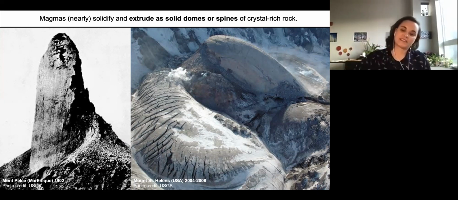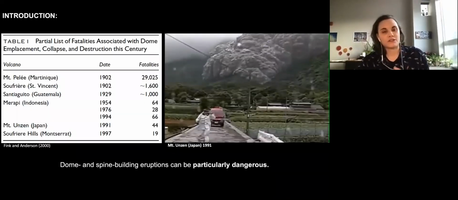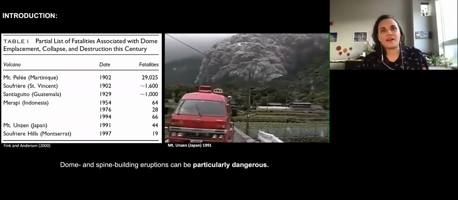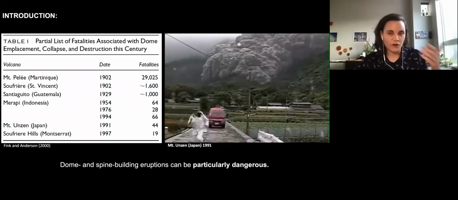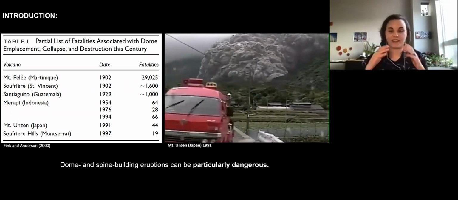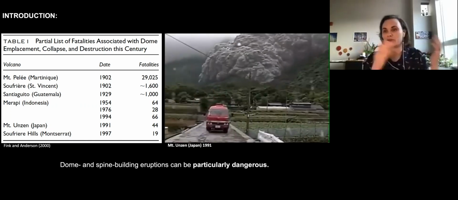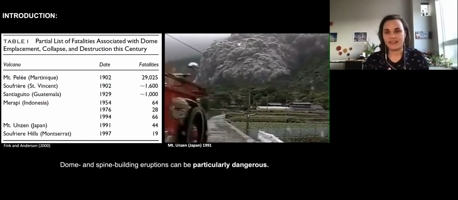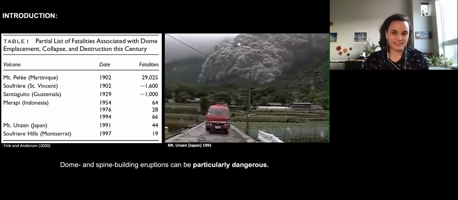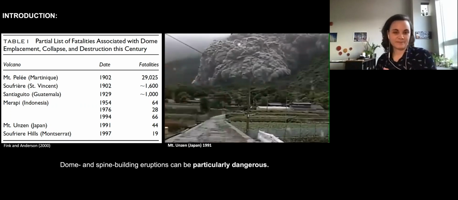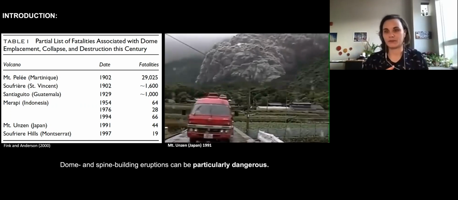It's important to consider these systems because they can be particularly dangerous. I'd like you to think of them as essentially mechanically unstable corks in the top of a champagne bottle. And when that cork fails for whatever reason, either from the gases that are trapped in the subsurface or because it is itself prone to collapse and failure, we can have these mass casualty events, some of which are noted on the left-hand side, and terrifying scenes like this relatively famous video on the right. So it's really important to understand the dynamics that control dome and spine building eruptions.